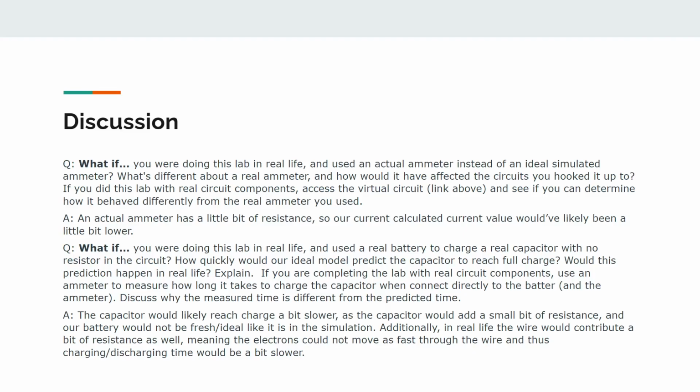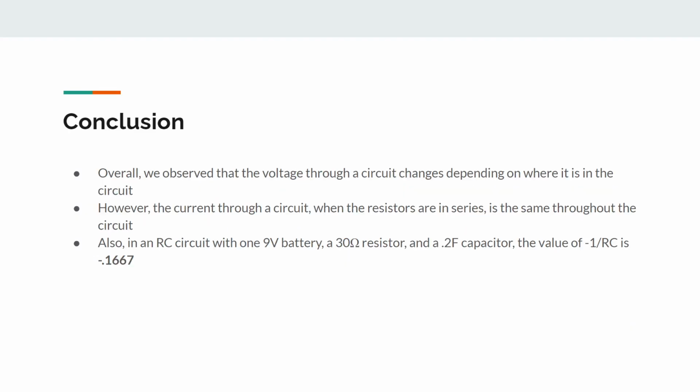Also, in real life, the wire would contribute a little bit of resistance as well, meaning the electrons could not move quite as fast through the wire and thus discharging would be a little bit slower. So overall, we observed that the voltage through a circuit changes depending on where it is in the circuit. However, the current through a circuit when the resistors are in series is the same throughout the circuit. Also, in an RC circuit with a 9-volt battery, 30 ohm resistor, and a 0.2 Farad capacitor, the value of -1 over RC is -0.167. Thank you, that is all.